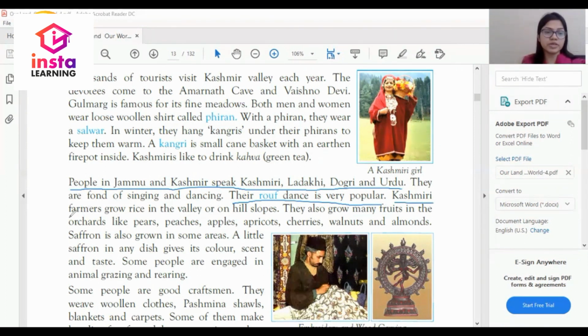Kashmiri farmers grow rice in the valley or on hill slopes. They also grow many fruits in the orchards like pear, peaches, apple, apricot, cherries, walnuts, almond. Saffron is also grown in some areas.